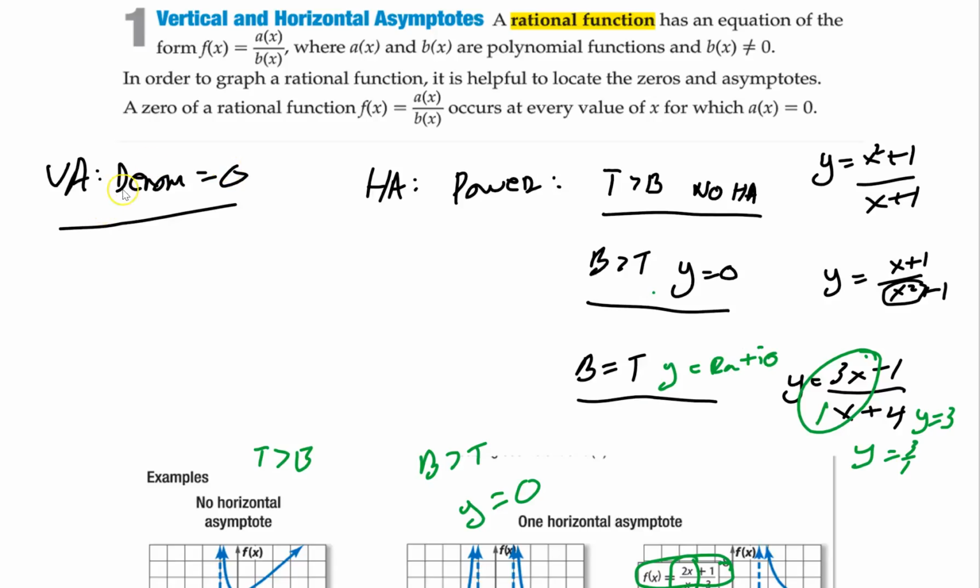Vertical, good old reliable, just like last time, just so the denominator equals 0, right? Because those are lines you cannot cross. You can't divide by 0. That's where it comes from.